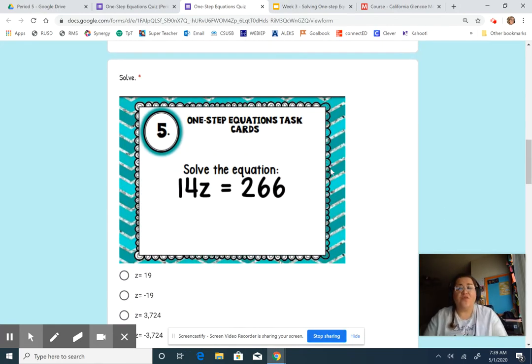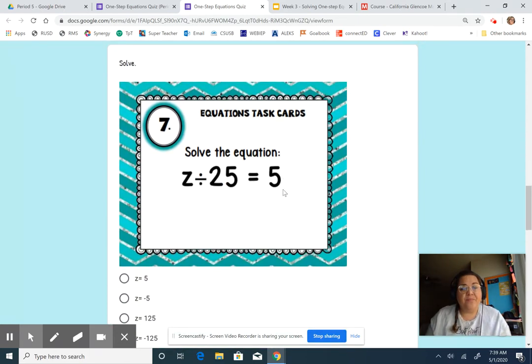Okay, next one. Solve the equation 14z equals 266. Next question. z divided by 25 equals 5.